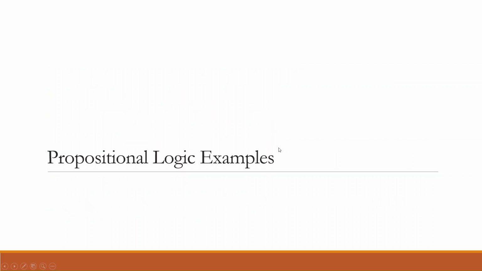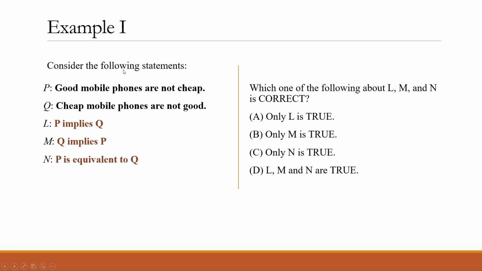Now let's see some examples of propositional logic. Let's consider the following statements. P: Good mobile phones are not cheap. And the proposition Q: Cheap mobile phones are not good. L: P implies Q. M: Q implies P. N: P is equivalent to Q. Which one of the following propositions L, M, and N is correct? A. Only L is true, P implies Q. B. Only M is true, Q implies P. C. Only N is true, P is equivalent to Q. Or D. L, M, and N are true.